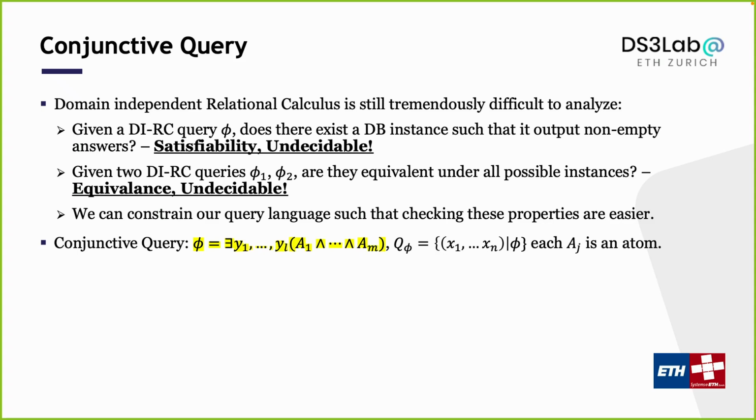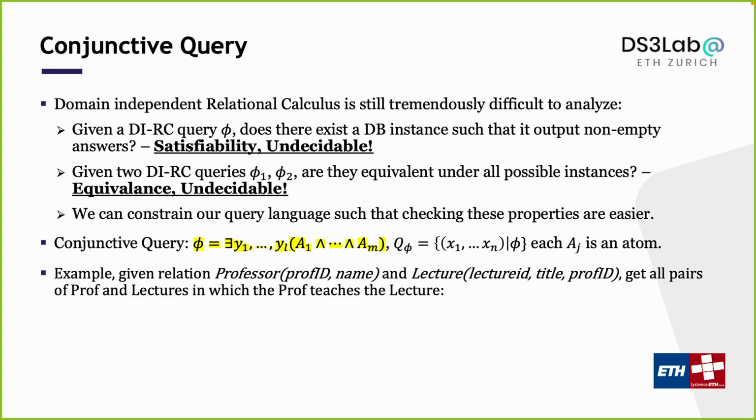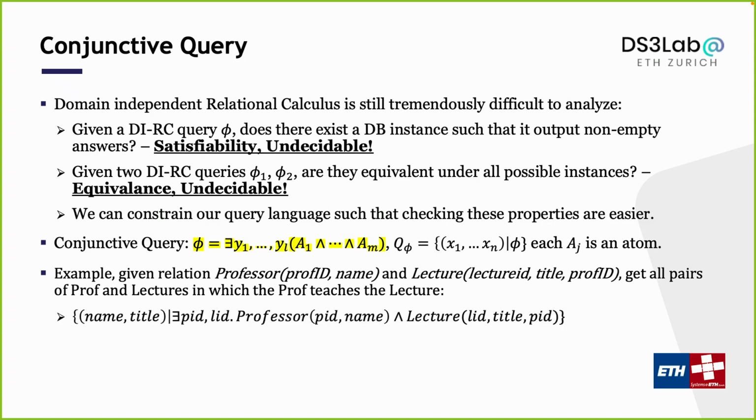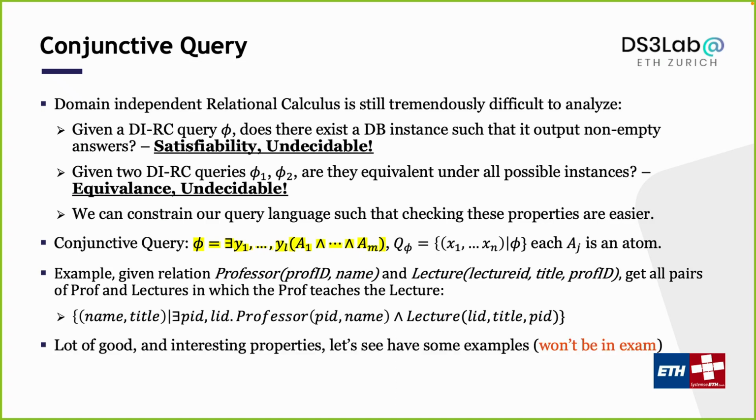This is a subfamily of relational calculus, of course. So, for example, say you have a relation professor with professor ID and name, and lecture with lecture ID, title, and professor ID. How do you get all pairs of professor and lecture in which the professor teaches the lecture? You can write a conjunctive query like this. It's pretty much a conjunction: you have professor, you have lecture. These two tuples need to appear, and they need to match on the PID because it's the same variable. So this is one conjunctive query that you can write.